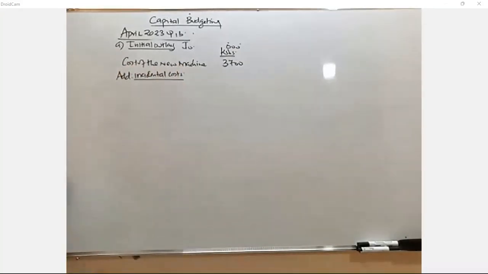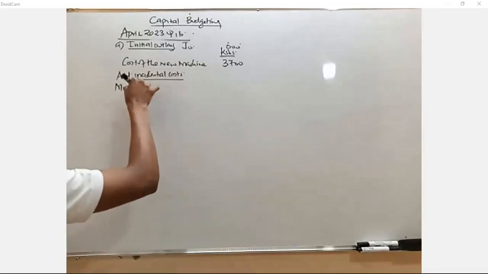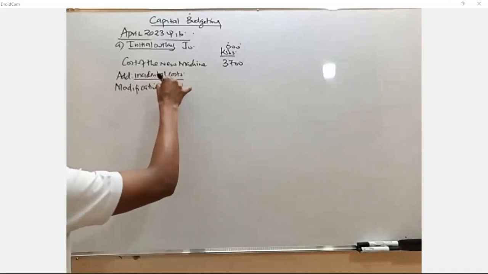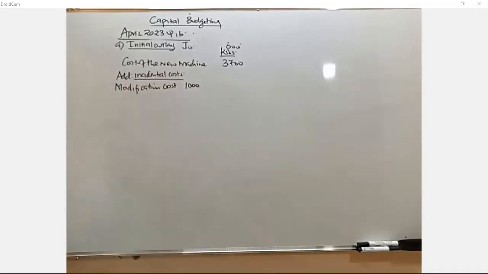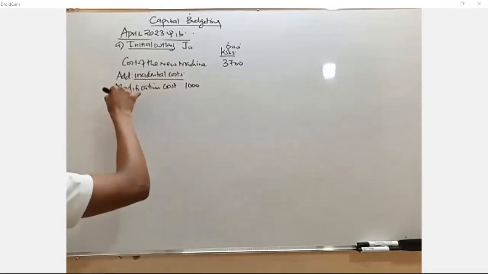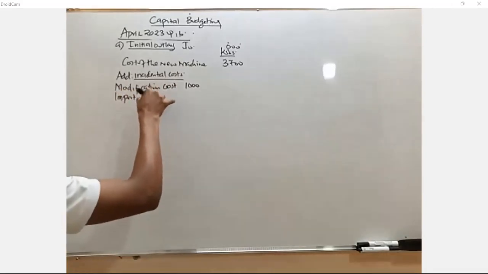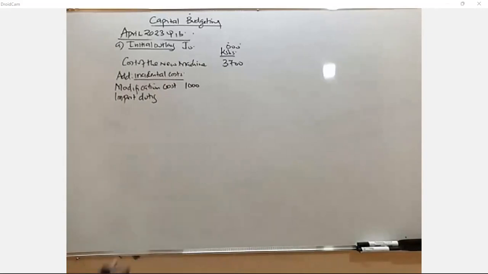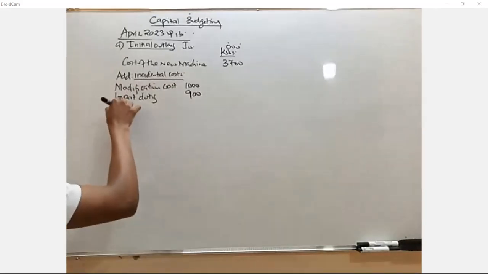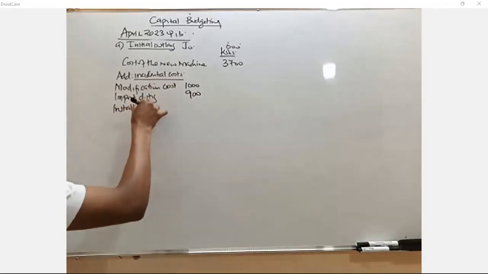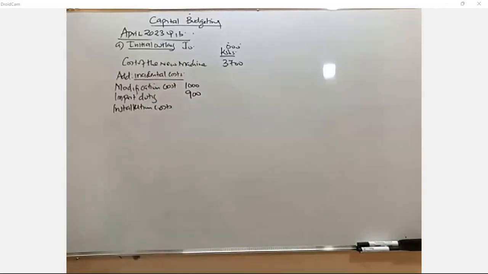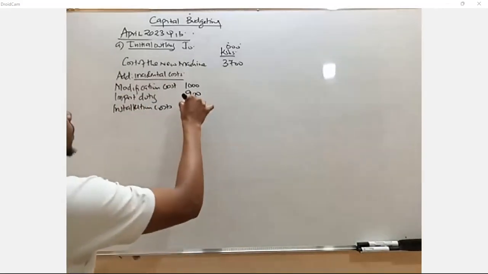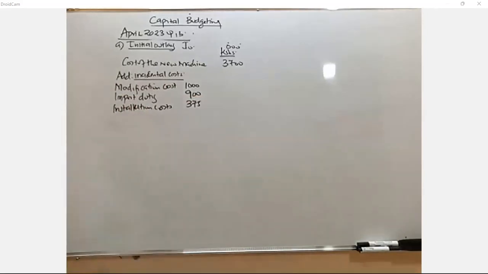So our incidental costs, we have what? As per the question, additional information number 1, we are being told we have modification costs. Our modification costs amount to 1,000. The second one will be import duty. Our import duty, we have 900. Then the next thing we have is installation costs. Our installation cost is 375. Then the last one, we are being told we have freight charges.